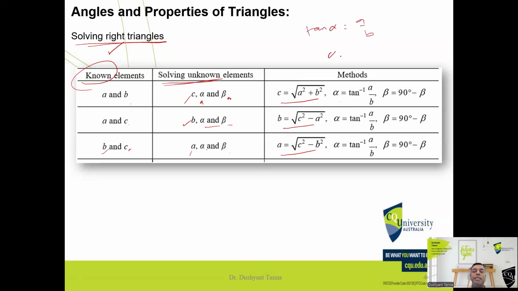Tan alpha is A over B, and therefore alpha is arctan of A over B, that's called arctan, or tan inverse of A over B, same thing. And beta, sorry, it's a typo, is 90 minus alpha. Right? Okay. Makes sense? Just the last bit, beta equals 90 minus beta, that was a bit of a confusing typo. It's alpha. Good. Okay, let's keep going.